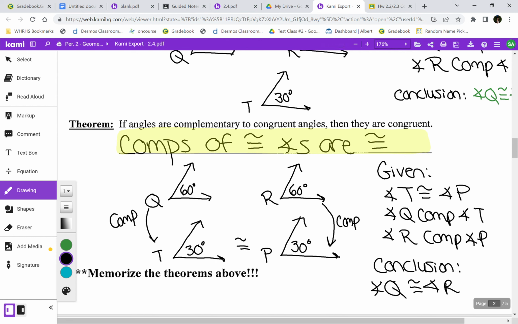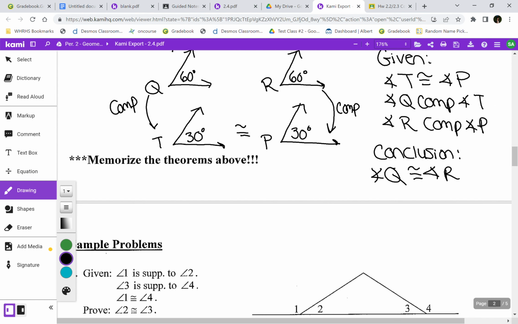All right, once again, there won't be numbers in the proofs. So what do we need to recognize? If we have two angles that are congruent, so here I told you T and P are congruent, the complements of those angles also have to be congruent. Comps of congruent angles are congruent. You need to memorize this. You need to memorize these theorems, those 4 theorems.